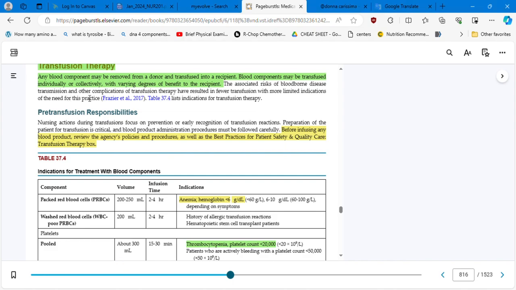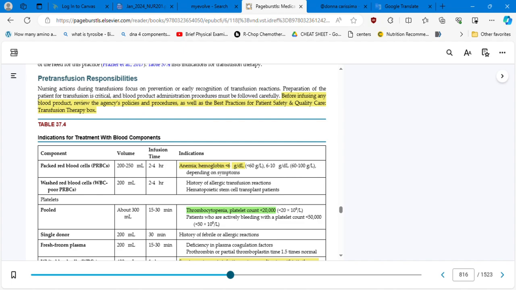Any body component may be removed from a donor and transfused into a recipient. That's the principle for transfusion, right? Blood components may be transfused individually or collectively, meaning you can transfuse only RBCs or platelets, or you can transfuse the whole components of blood with varying degrees of benefit to the recipient.